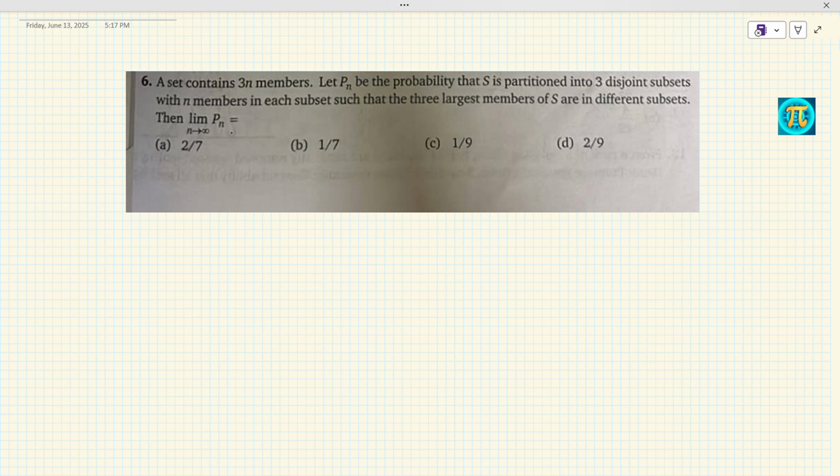Now pause the video and give it a try by yourself. And now we are going to solve this problem.